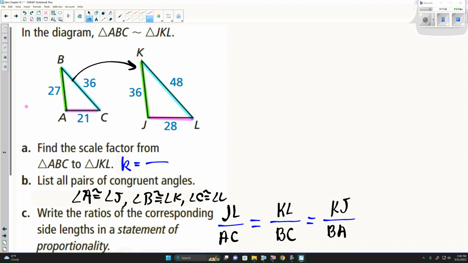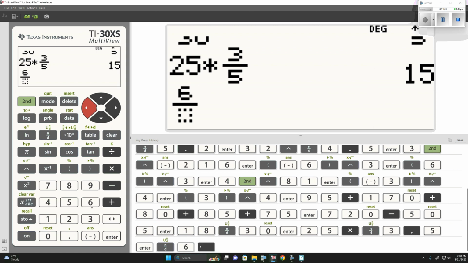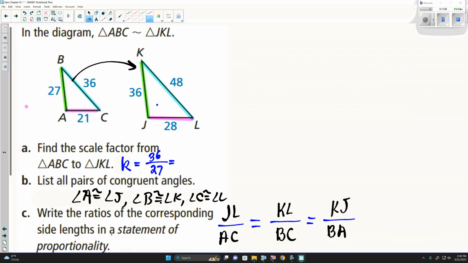So new over old. So it's one of our new side lengths, so it'd be one of 36 over 27. Now we need to simplify this, so we can do this in a calculator. Let's try this one more time. 36 over 27 is 4/3, 1 1/3. We can leave it as 4/3. And does 4/3 make sense? Are the side lengths getting bigger? So the scale factor should be greater than 1.